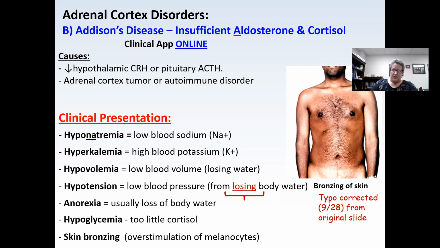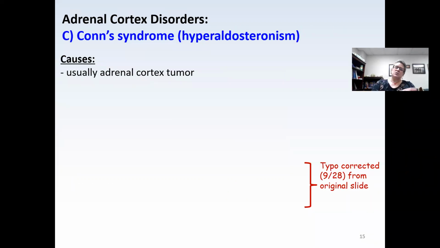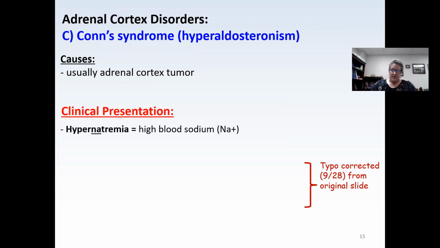Now, this is low aldosterone. What happens if you have Conn syndrome or you have too much aldosterone? It's known as hyperaldosteronism. So, what you'll see is a problem relating to you're retaining too much salt, you're retaining too much water. So, what you'll have is hypernatremia, too much sodium in your blood. Then, if you're retaining sodium, you're going to be losing potassium out in your urine. So, you'll have hypokalemia or low blood potassium.